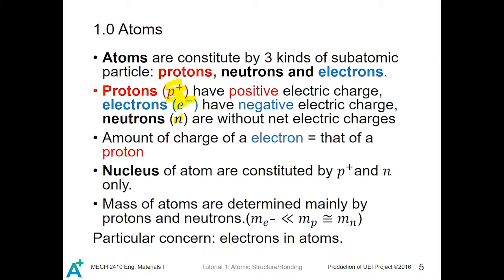The nucleus, which is the central part of an atom, is constituted by protons and neutrons only. The mass of atoms is determined mainly by protons and neutrons. It is because the mass of electrons is very, very small when we compare the mass of electrons to protons and neutrons. And the mass of protons compared to the mass of neutrons, they are nearly the same. Our particular concern will be how electrons in atoms are arranged, and this will be discussed in later slides.